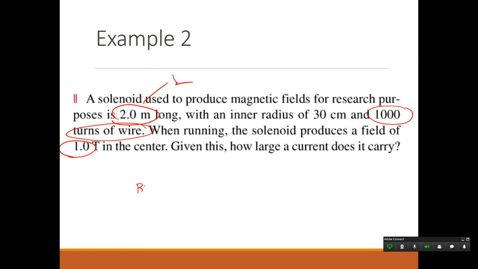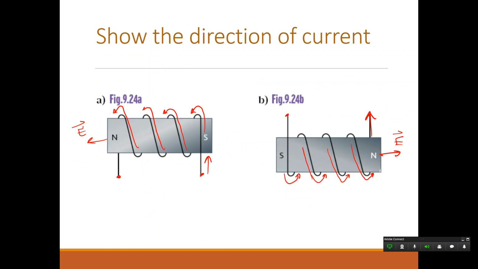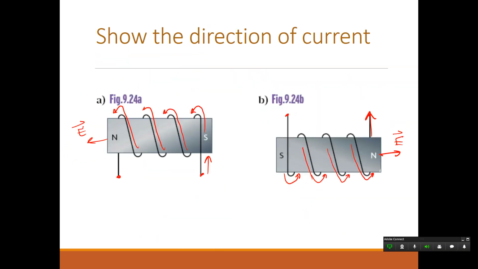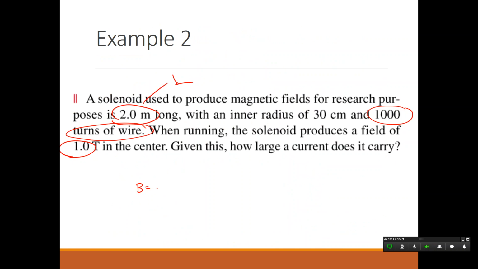So we have B is equal to, I can't remember the equation. Mu N L over I. Multiplied by. Does the fact that I have a radius matter? No. The strength of the magnetic field is independent of the radius of my solenoid.